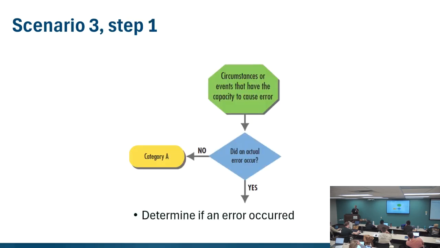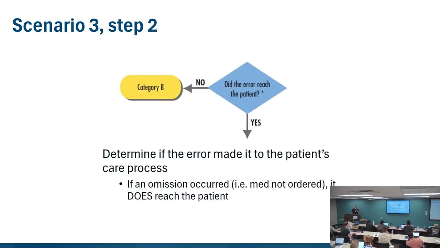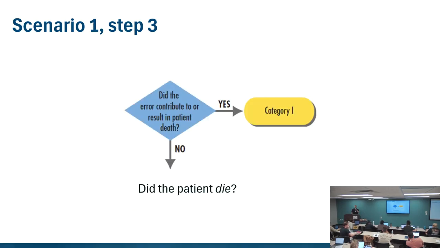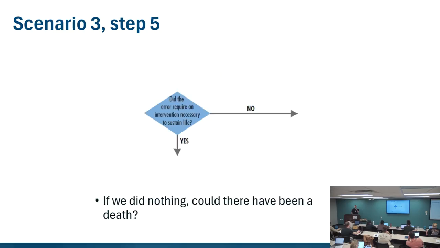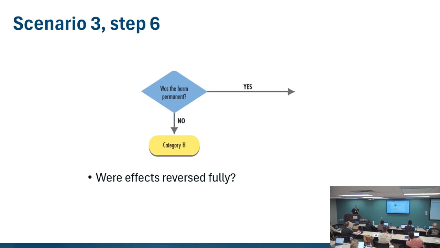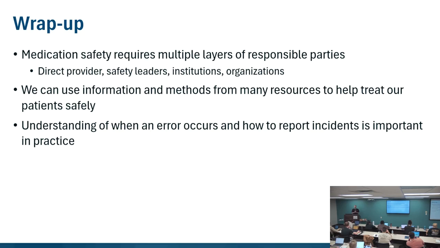All right, so did an error occur? Yes. Did the error reach the patient? Yep. Did it result in the patient's death? Nope. Was the patient harmed? Yep. Did the error require an intervention necessary to sustain life? Yes, it did. Was the harm permanent? No. Category H. Bam.